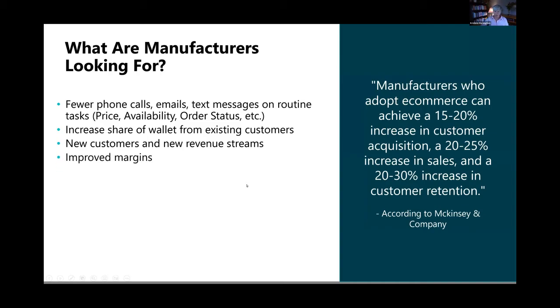You want improved margins. We'll be talking a lot about that today. You want a reduction in order errors and returns, right? So you want to make sure that customers are getting the right part the first time. We talk a lot about that in the aftermarket. Anything you can do to reduce the number of order errors is important to your business and incredibly important to your customers. You want to increase the average order value.